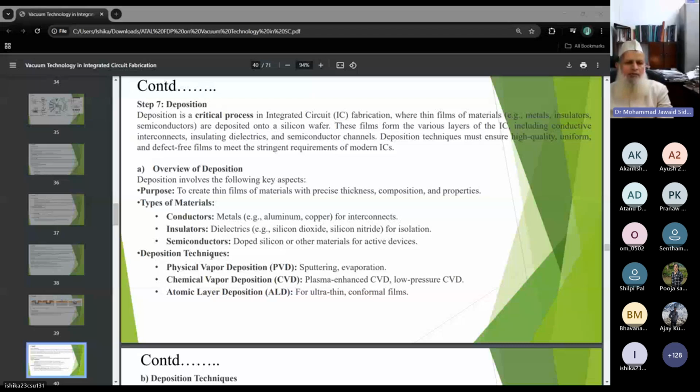And deposition. In deposition, we generally use two processes that are very popular.